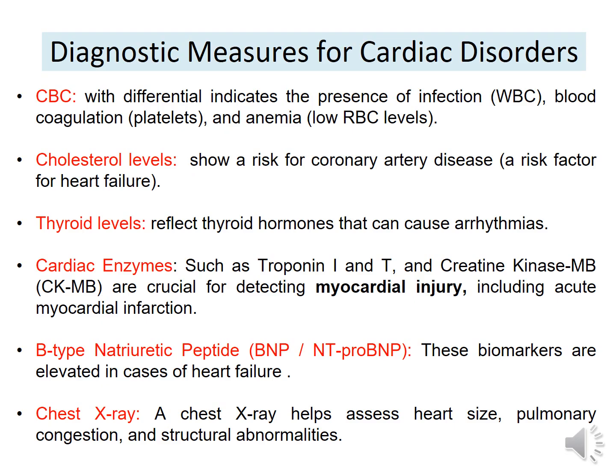B-type natriuretic peptide, or BNP, is like a biomarker or a chemical secreted in the blood in cases of heart failure, which is a life-threatening state. Chest X-ray, as usual, is just a plain X-ray to assess the heart size and pulmonary congestion and giving an overall image of the heart composition.